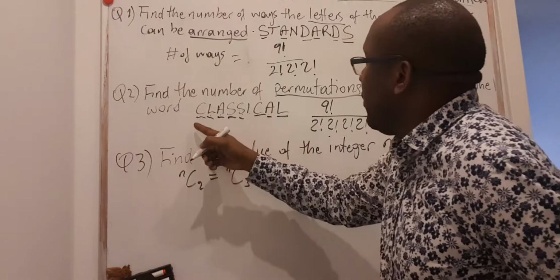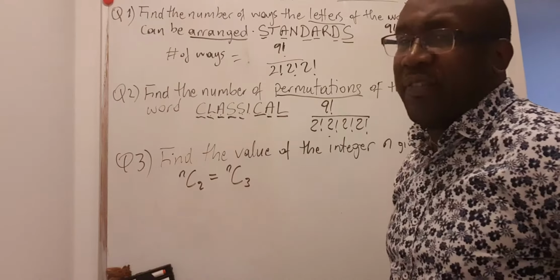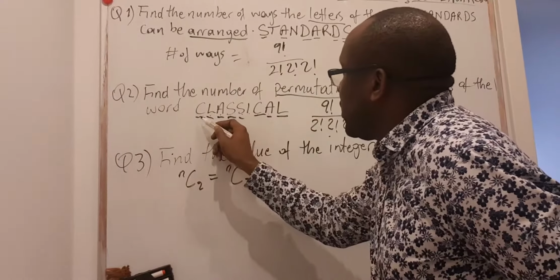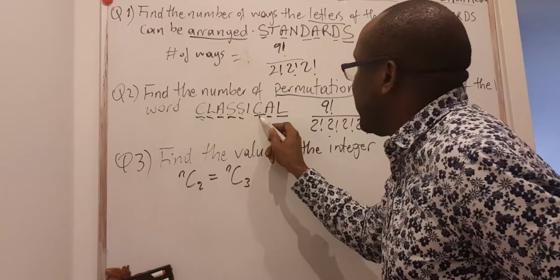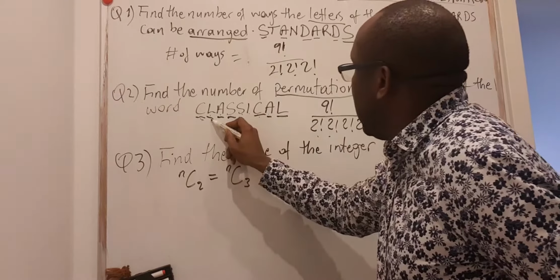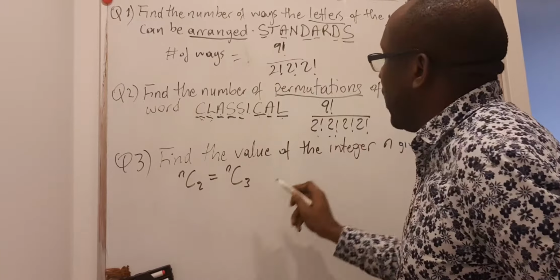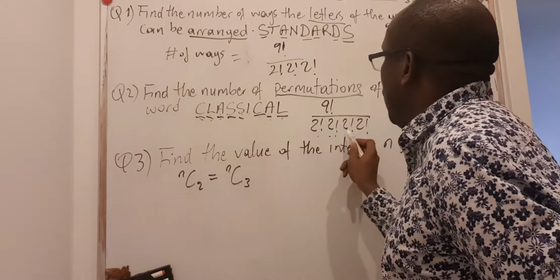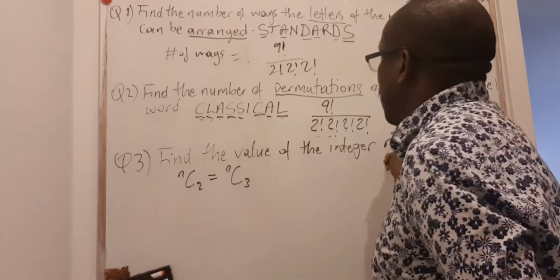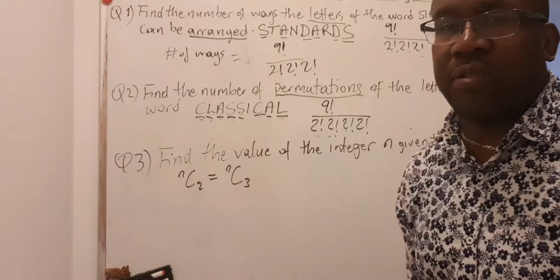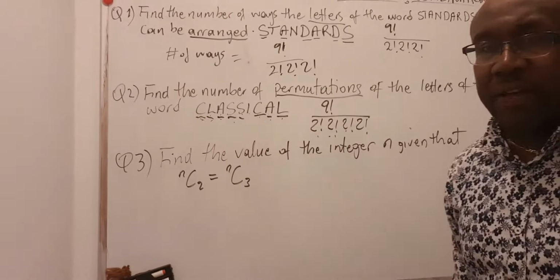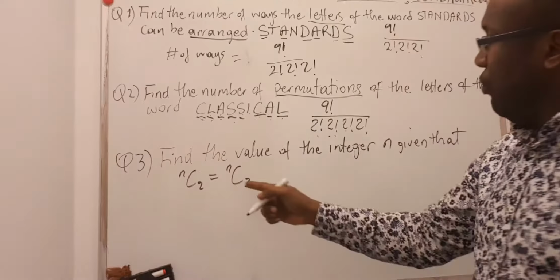Where the repetition is coming from is good to recheck. C here appears twice, 2 factorial. L appears twice, 2 factorial. A appears twice, 2 factorial. S appears twice, 2 factorial. I is just 1 factorial. You don't need to do that. So in this case, you get that form there. We go to the third one.